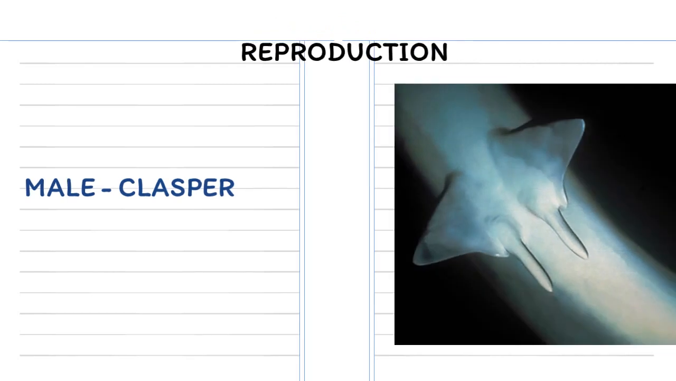Then reproduction is sexual reproduction. Here the male organism has a clasper. The organ name is clasper. This is a copulatory organ for the male. That's why the fertilization is internal fertilization. With the help of this copulatory organ, the sperm cells will be injected or ejaculated into the female. That's why internal fertilization takes place. So the clasper is a copulatory organ. Understand?